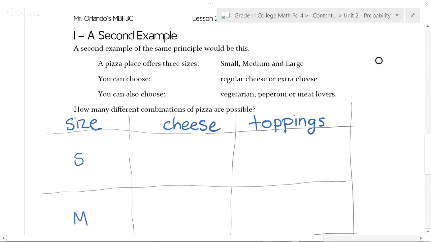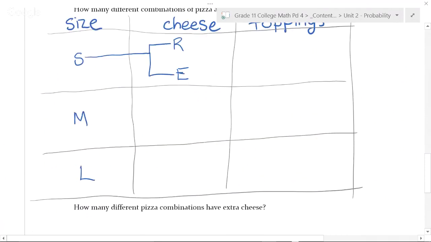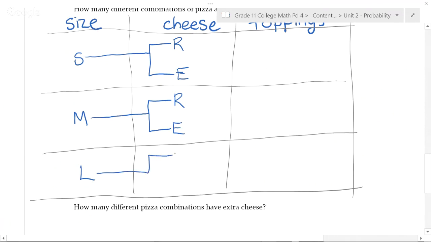And then my cheese options are regular or extra. So I'm going to have this small pizza, and I can get a small with regular cheese, or I can get a small with extra cheese. I can also get a medium with regular cheese, or I can get a medium with extra cheese. And I can get a large with regular cheese or with extra cheese.